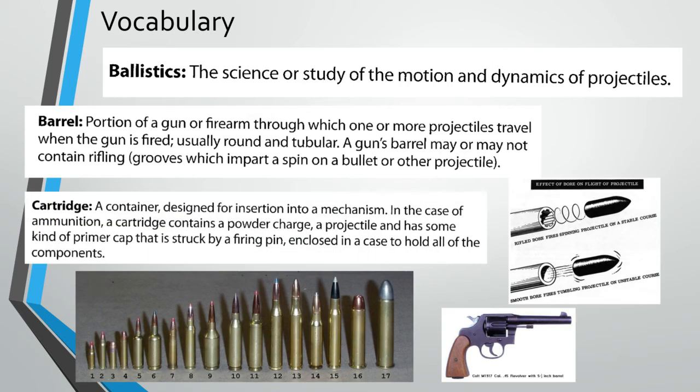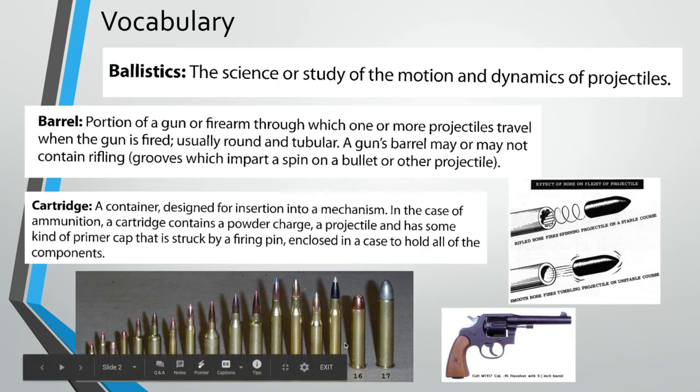Cartridge is a container designed for insertion into a mechanism. In the case of ammunition, a cartridge contains a gunpowder or powder charge, a projectile, and some kind of primer cap that is struck by a firing pin, enclosed in a case to hold all the components. As you can see, there's a variety of different cartridges here that can be inserted into a gun. They're very specific as to which cartridge fits in which gun.